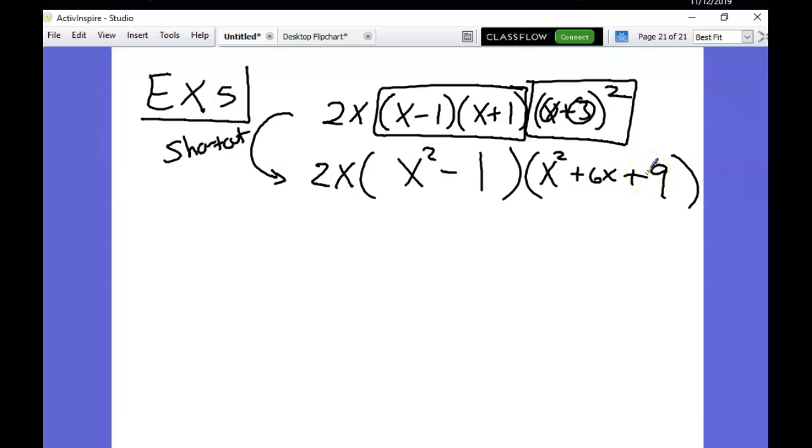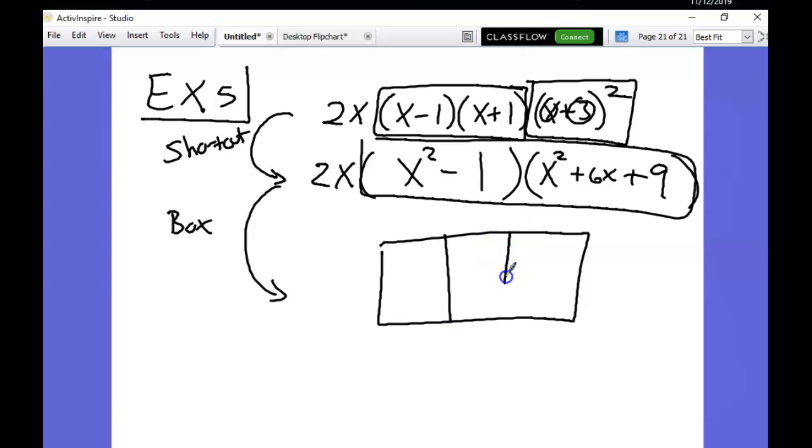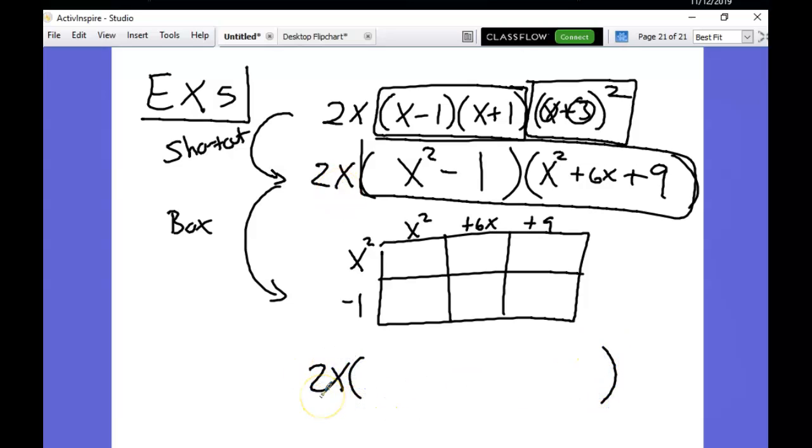There we go. Okay, so what do we do after we do the shortcuts? Box. You do your box. And now I'm going to do the box on this stuff right here. I'm going to have a 2 by 3 box again, right? So we have x squared minus 1, and we have x squared plus 6x plus 9. And when I'm all done, I'm going to have something in here. And then that 2x is still in the front. We don't want to forget about that.